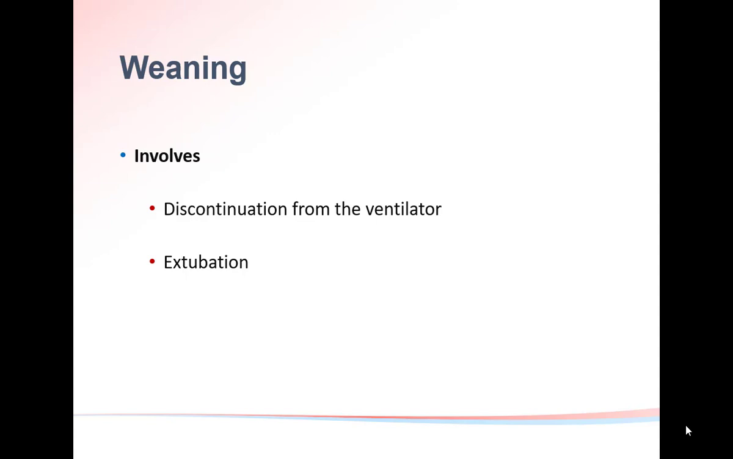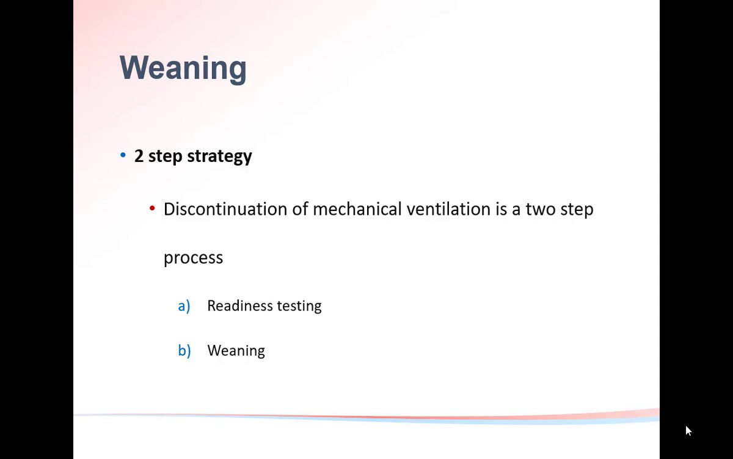Weaning has two components. One is the liberation from the ventilator or the discontinuation from the ventilator, and the second is the extubation. And the liberation from the ventilator is a two-step strategy, which involves that you have to see whether patient is ready for weaning, and the other is the actual weaning process.